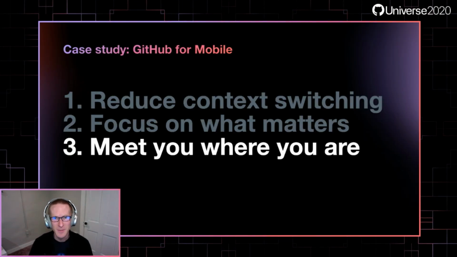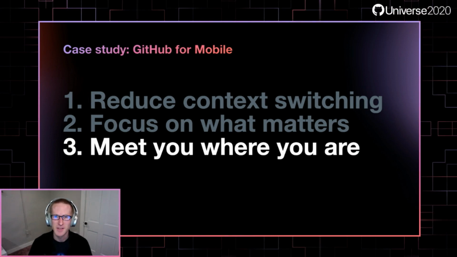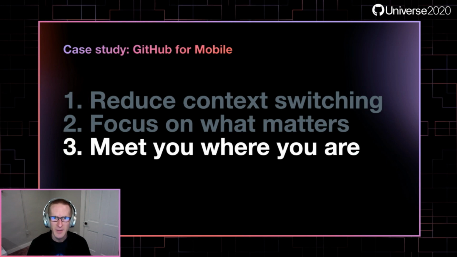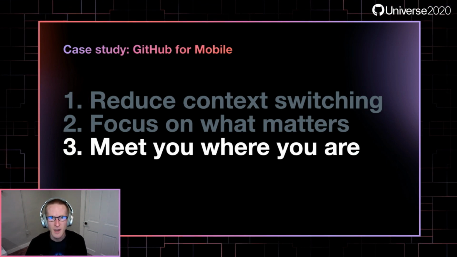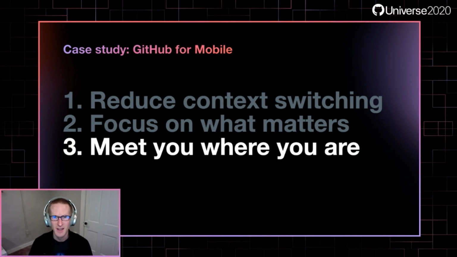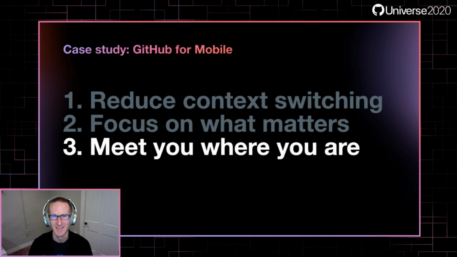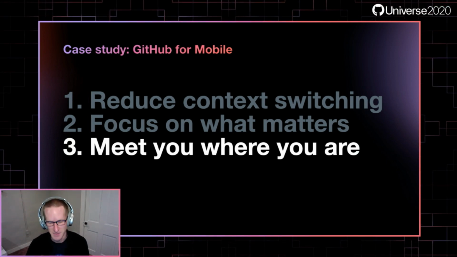We just saw how GitHub CLI helps you reduce context switching, and how GitHub Desktop helps you focus on what matters most to you. The final theme I want to show you is how GitHub meets you where you are. GitHub's mobile app was released on iOS and Android just this year, and if you haven't tried it, you have to download it right when my talk is done. It's amazing. Let's walk through a couple scenarios of how GitHub Mobile brings GitHub to where you are.